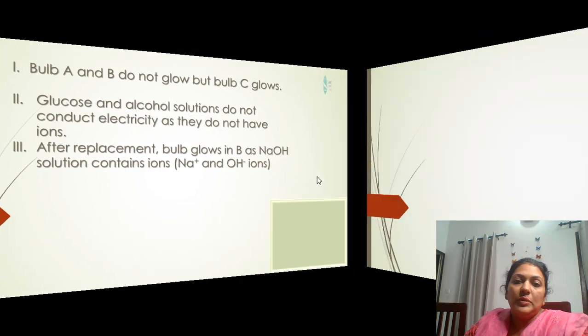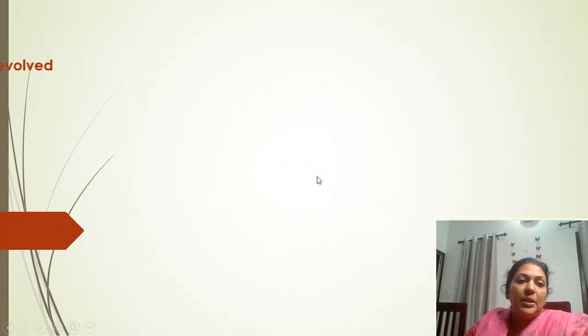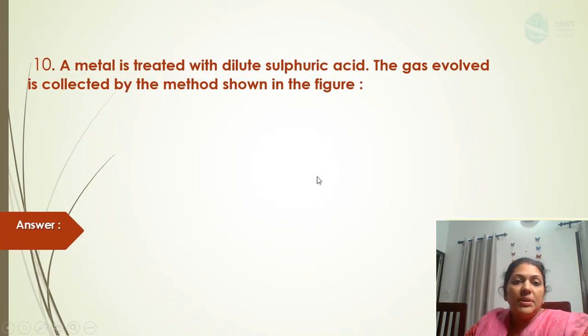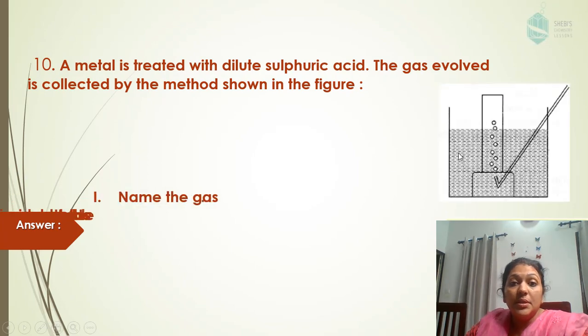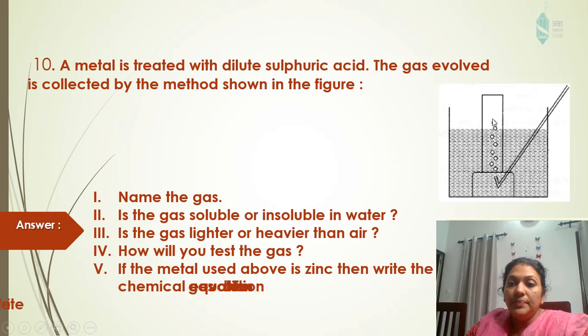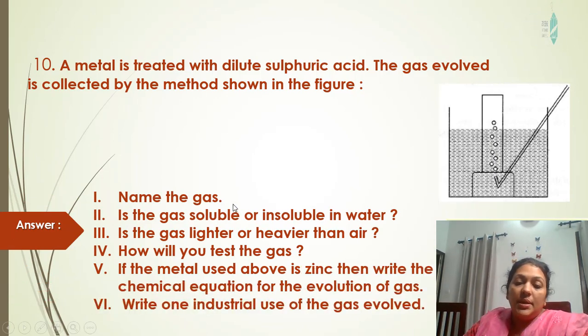Alright. So move to the last question, 10th one. A metal is treated with dilute sulfuric acid. The gas evolved is collected by the method shown in the figure. See here. So name the gas. Which gas is evolved when a metal reacts with the dilute sulfuric acid? Definitely it is hydrogen gas. Is the gas soluble in or insoluble in water? It is insoluble in water. Is the gas lighter or heavier than air? It is lighter than air.